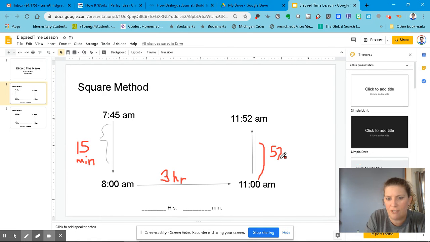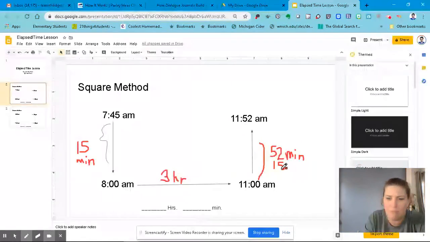And then going from 11 to 11:52, that's usually the easiest because it's whatever the minutes are. So that's 52 minutes. Now you have to combine them to figure out the total amount of time that has elapsed. So in this case, we have to do 52 plus 15 because that's the total amount of minutes, and I get 67.